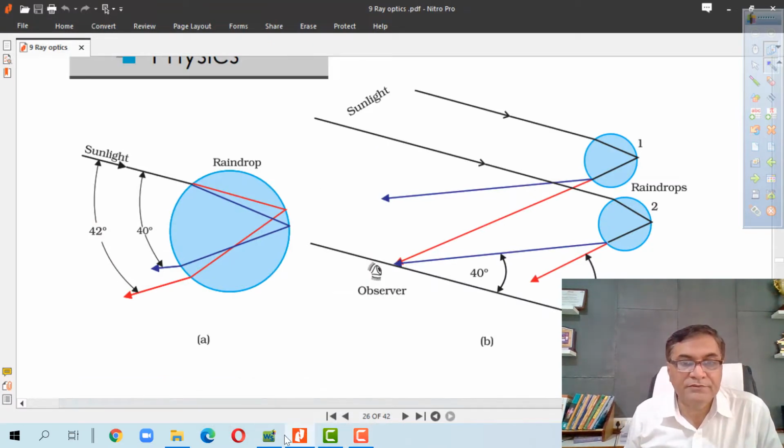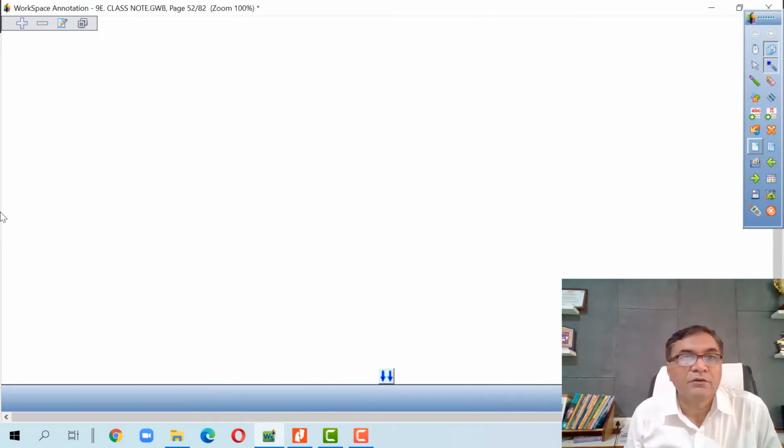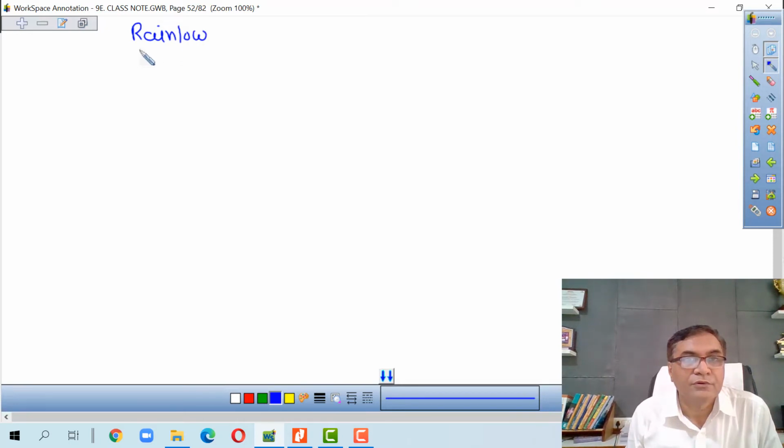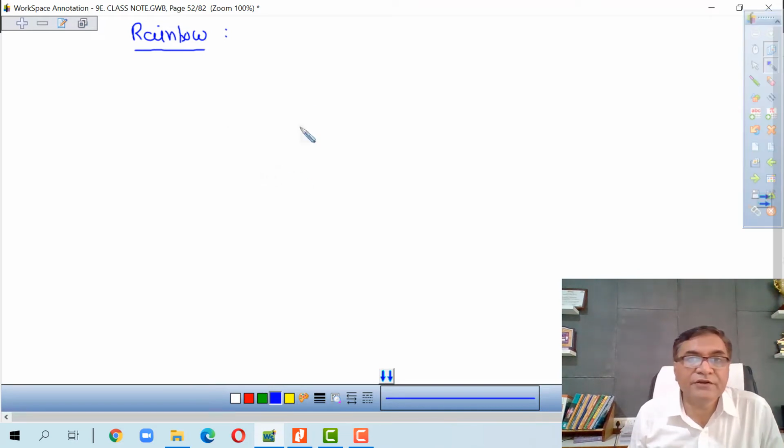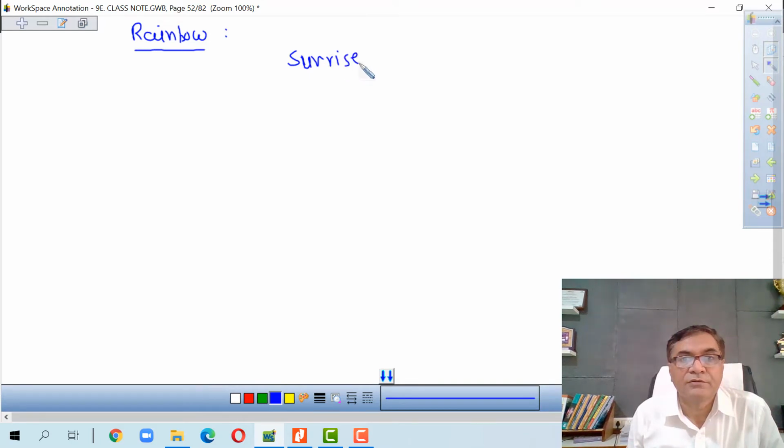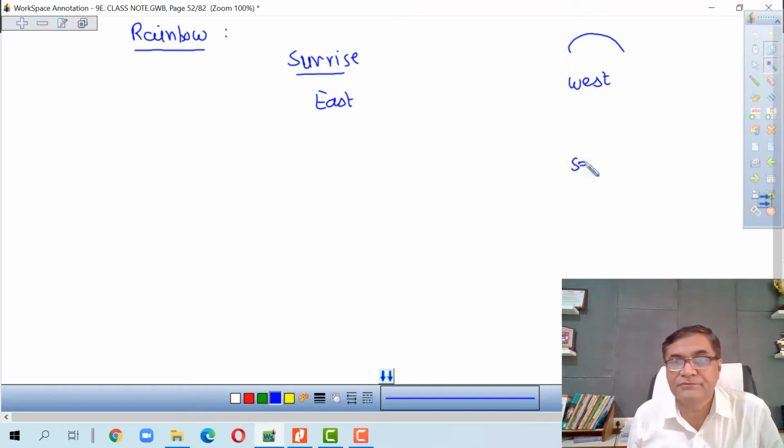One more phenomena, that is rainbow, some natural phenomena. Why rainbow is formed? Rainbow. We know that rainbow is always possible opposite to the sun position. Suppose here sunrise is there. We know that it is in east side. So rainbow is possible on west side. And at the sunset time, sunset is in west side.